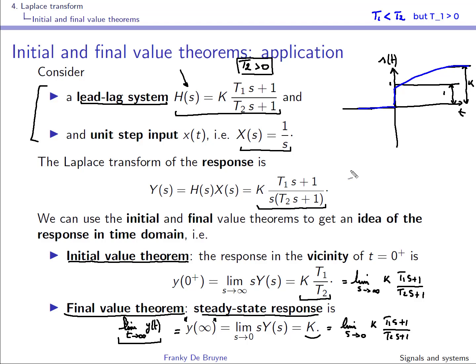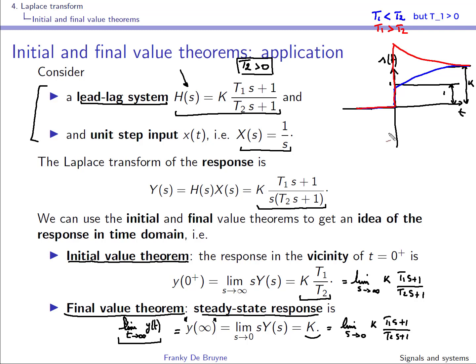Let's take an example where t1 is larger than t2. So of course in here you see that k t1 over t2 will be larger than k, so we'll have a response like this. So this is a typical step response of this lead-lag system when t1 is larger than t2.